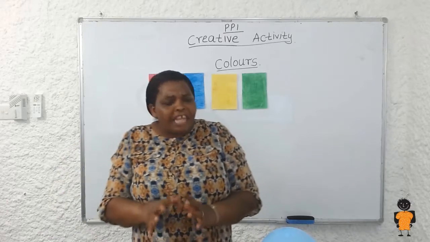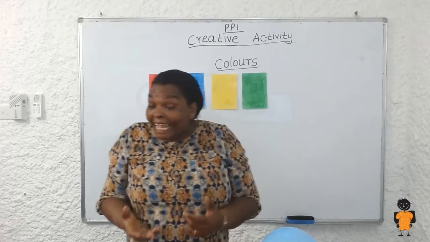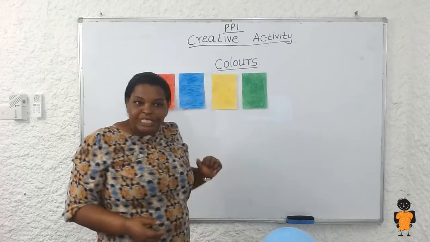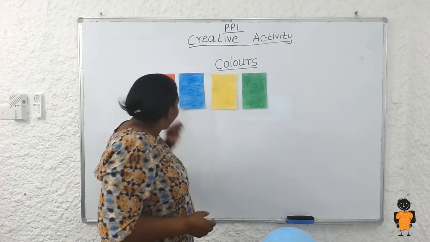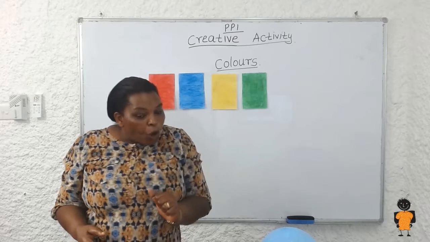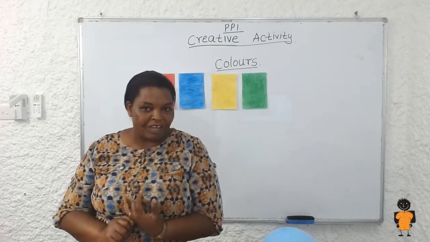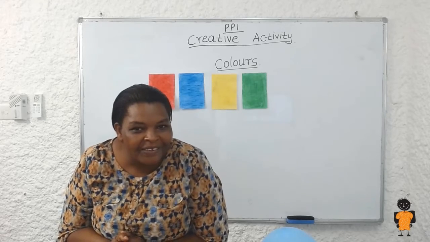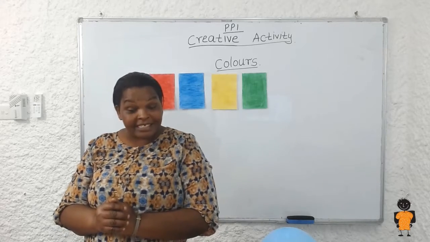Okay, learners. Now, because we know about those colors, there are also other objects with these colors. And we start with red color. Do you know that object? I will start with the first one. Do you know tomato? Wow, yes, you know tomato.